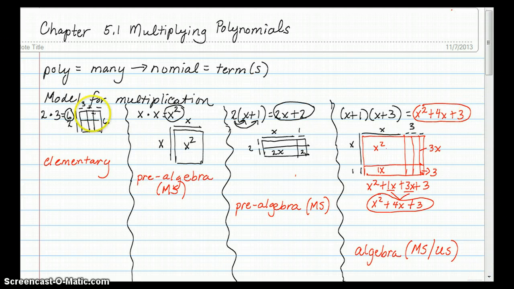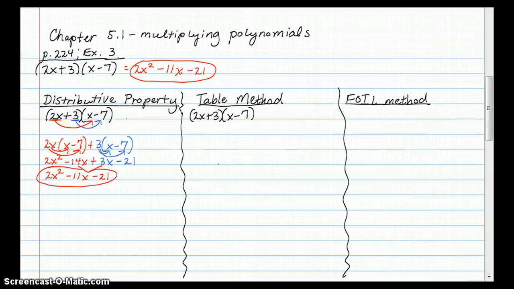You can see the model right here for multiplication is all forming rectangles. Now, here's what is so great about this. It really looks like the model. So you have 2x and 3. That's the left side of your rectangular array. Then you have x and negative 7. That's your other dimension. So it's not exactly like the model, but it has a lot of similarities.